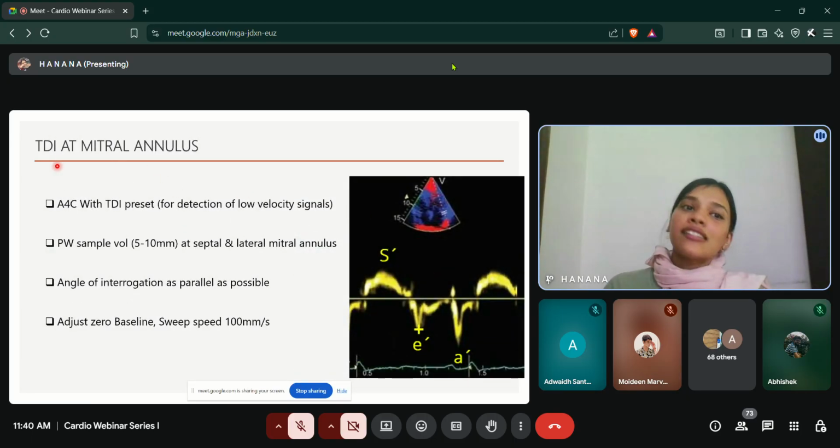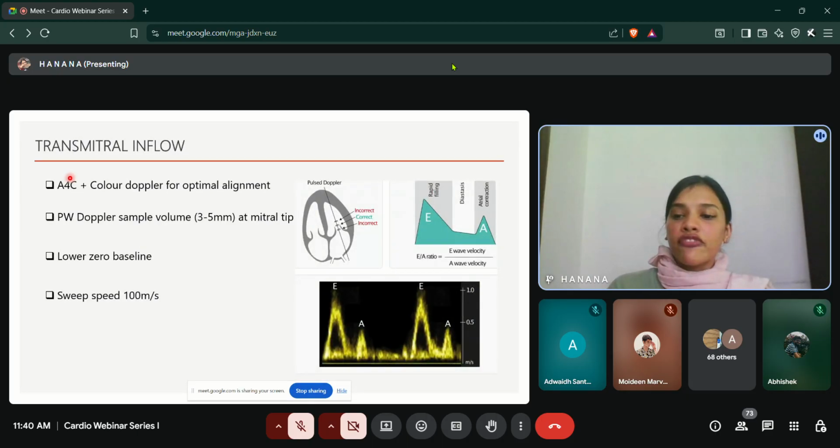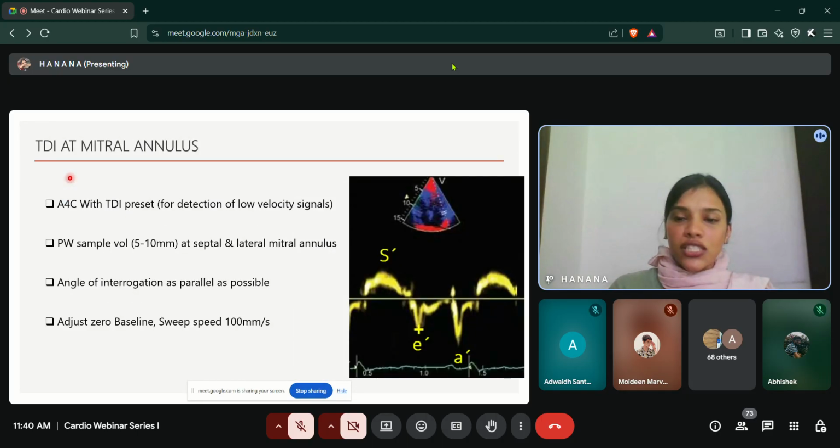Next, the doctor says, okay, you have done a very good job with the transmitral inflow. Now, what do you do next? This is what I do next. From your machine settings, you should take a TDI preset. We will take the same view, the apical four chamber view again, and we will take the TDI option.